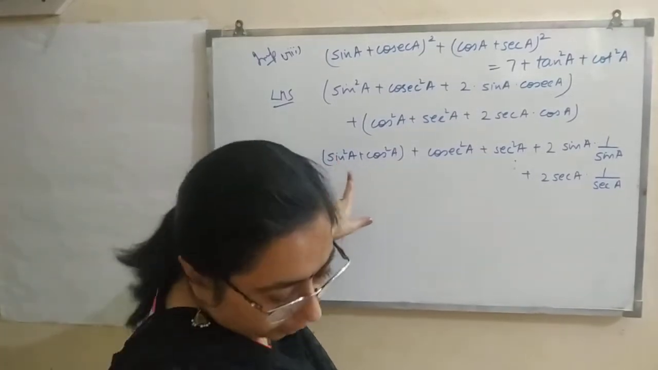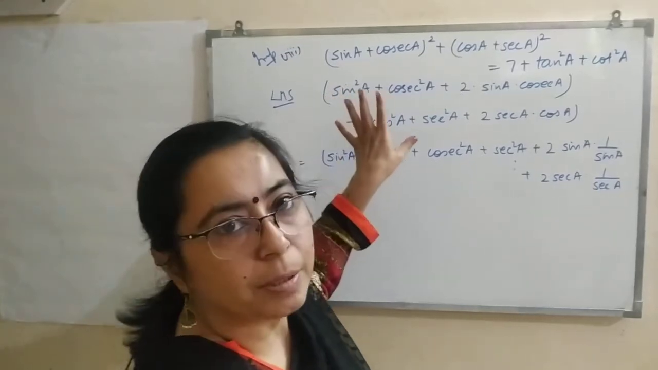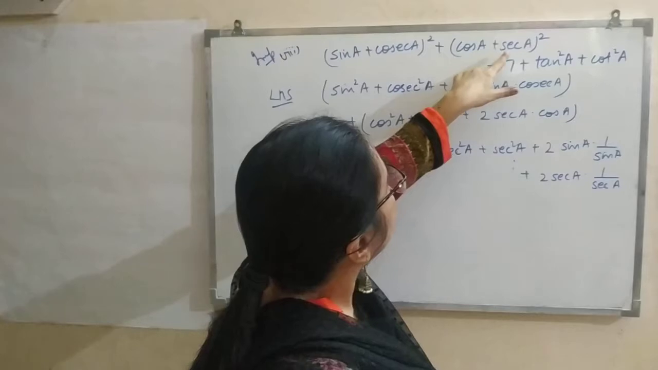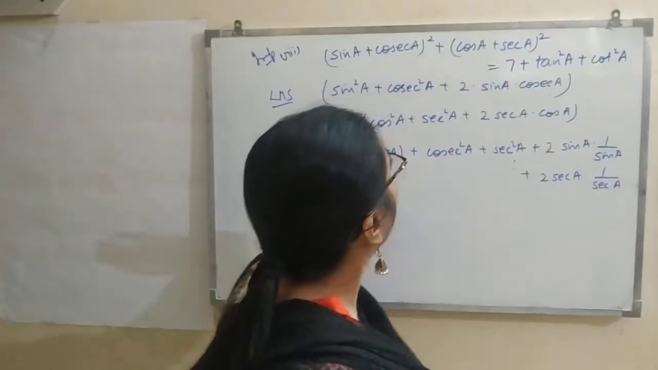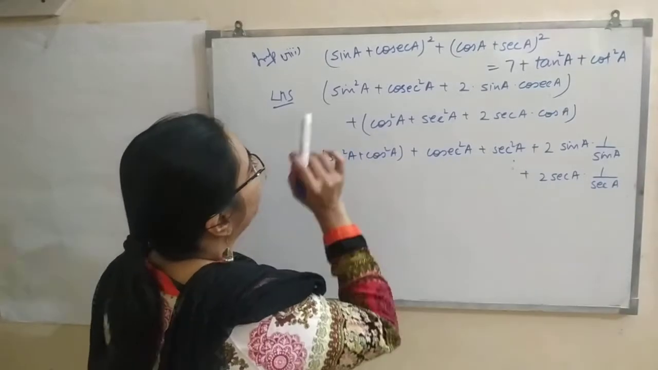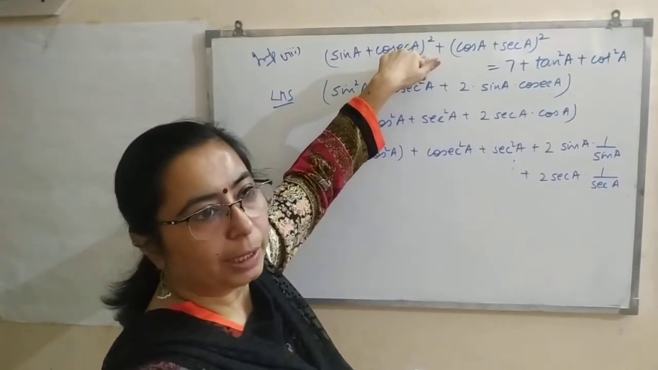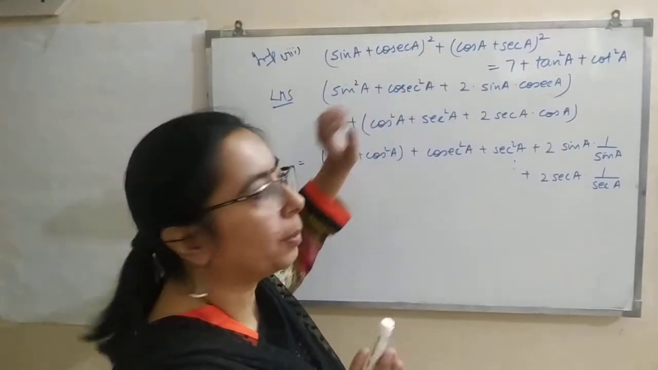Now this eighth part is also very important from the exam point of view. Many times it is asked in the exams. (sin a plus cosecant a) whole square times (cos a plus secant a) whole square is equal to 7 plus tan square a plus cot square a. So I start with the left hand side. As it is a square, I am simply opening the square, applying the identity (a plus b) square is equal to a square plus b square plus 2ab.